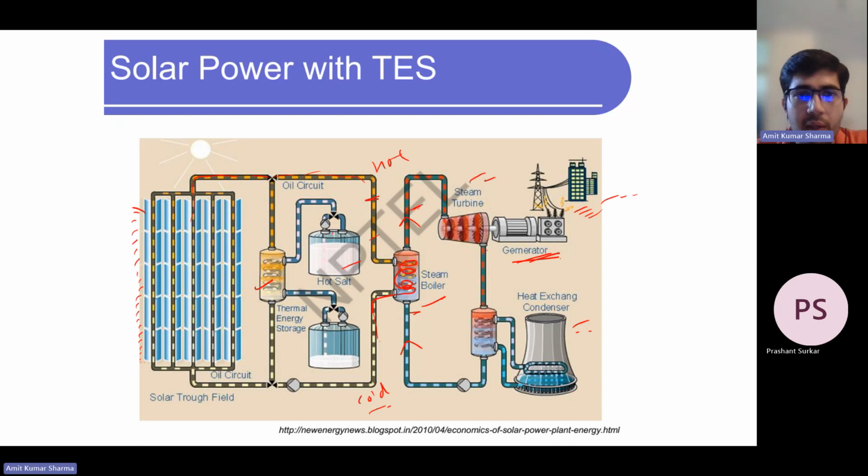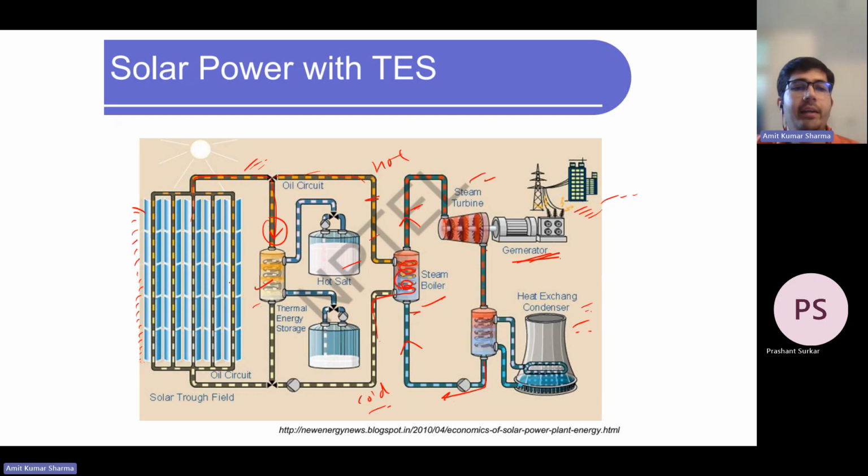Now the remaining water comes here again. It loses heat in the condenser, and again we have cold water, and the same cycle goes on. There is again a thermal energy storage. If we have excess, we can apply a junction here. Some extra fluid that is taking the solar energy will go into this section.